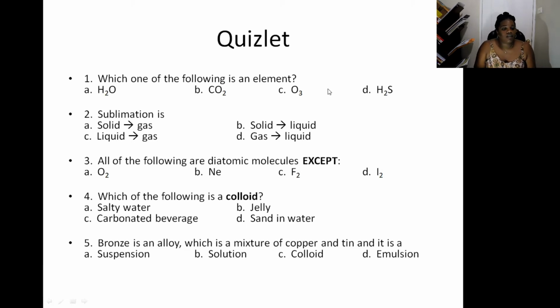So number 1 asks, which one of the following is an element? Option A, H2O. Option B, CO2. Option C, O3. And option D, H2S. So from these 4 suggestions, you're going to pick one that makes sense.